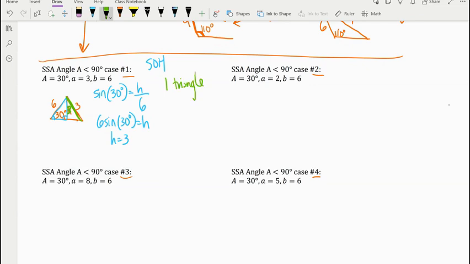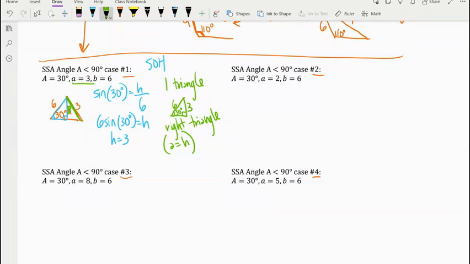The only triangle I can create is where the height is equal to that A value. So if your height is equal to the side length across from the given angle, then you only have one triangle. It's a right triangle. So given angle A, if side length A is equal to the height, then there's only one triangle.